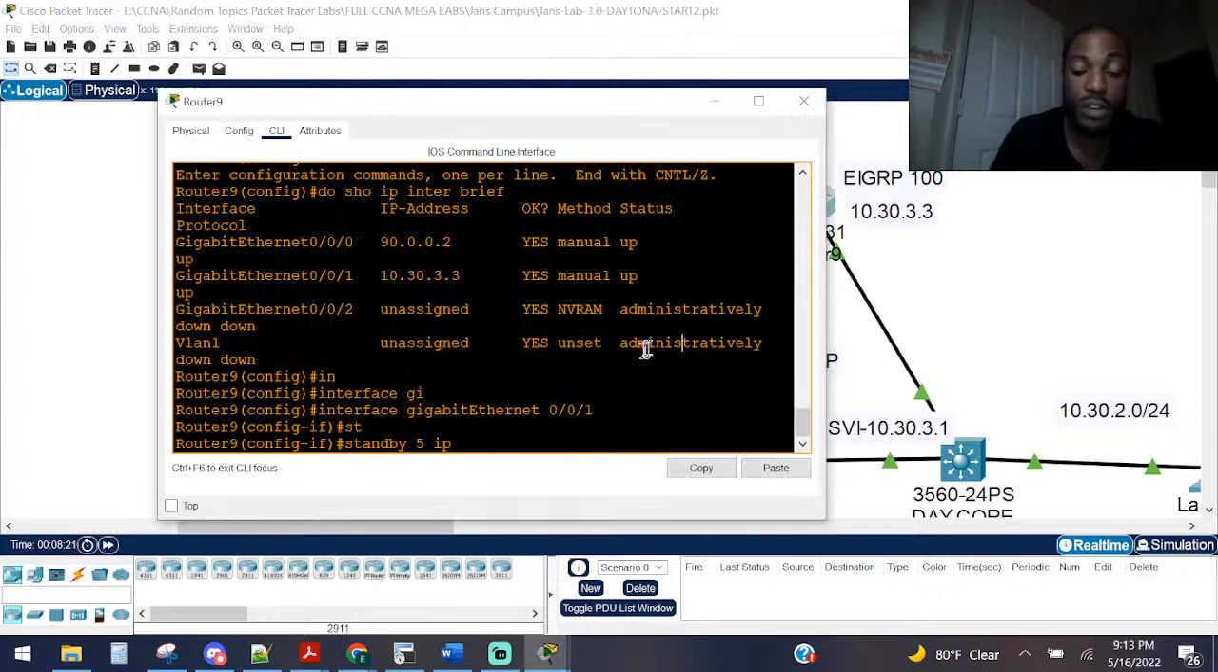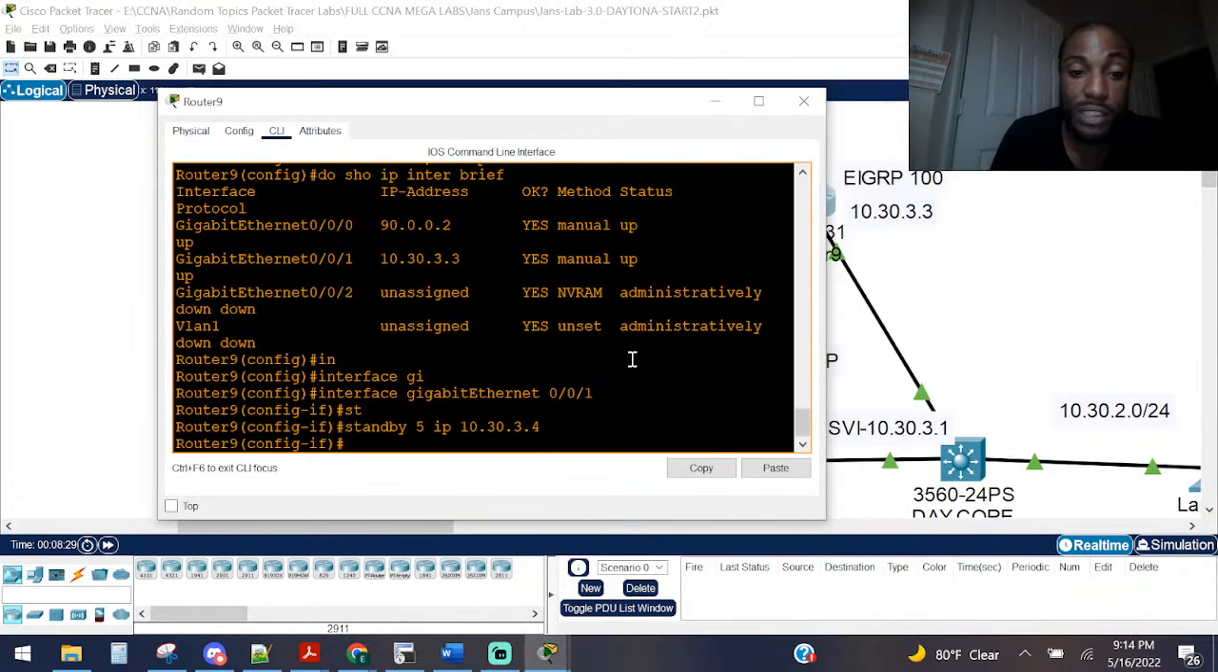10.30.3.4. That's how they determine the group, right? And to enable it, 10.30.3.4, right? We don't have to put the subnet mask. It's already kind of a given with the physical interface, I believe. So that puts him in HSRP.